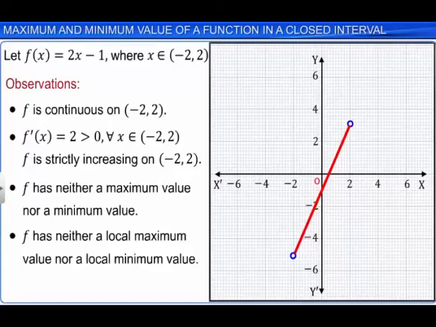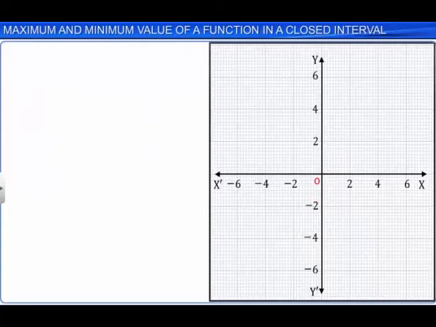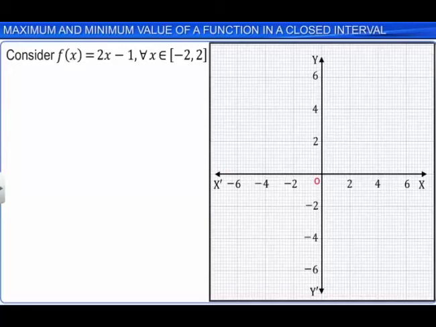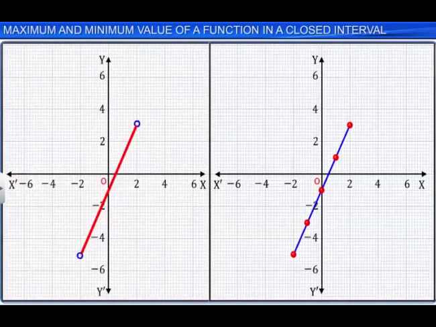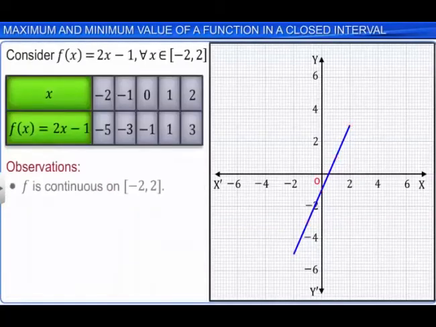Let us now see if there is any alteration in the observation if we extend the interval from open interval (minus 2, 2) to closed interval [minus 2, 2]. Now, the ordered pairs satisfying the function f of x are as shown. If you observe the graph in this case, it is defined at the endpoints too. So, the continuity and the differentiability of the function remain unaffected.